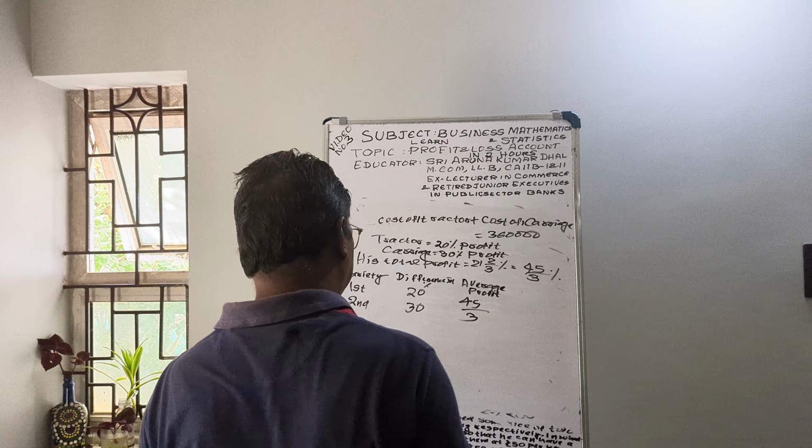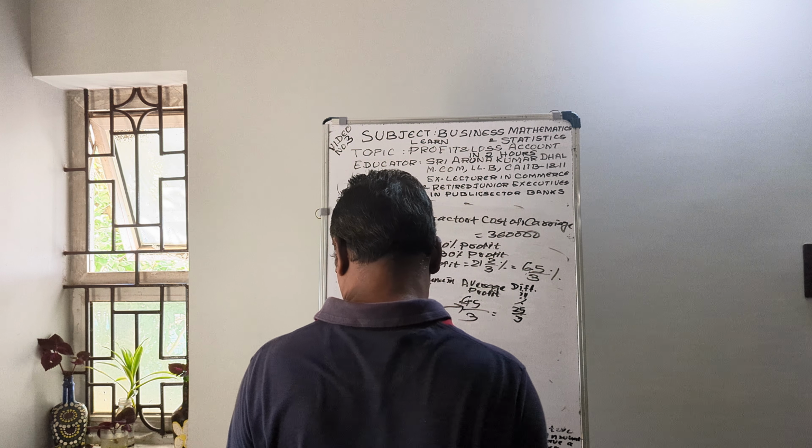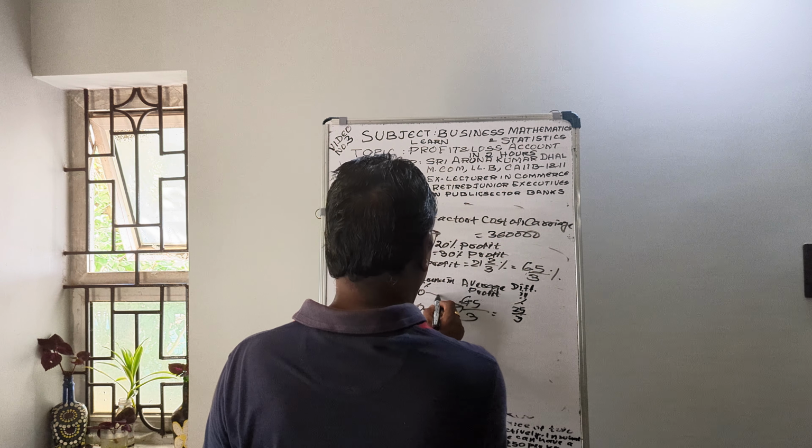So we have to first find the difference between second and average. You will write the difference in percentage. That means 30 minus 65 by 3, or 90 minus 65, that is 25 by 3. First difference is 25 by 3. Then second, 65 by 3 minus 20, that is 5 by 3.